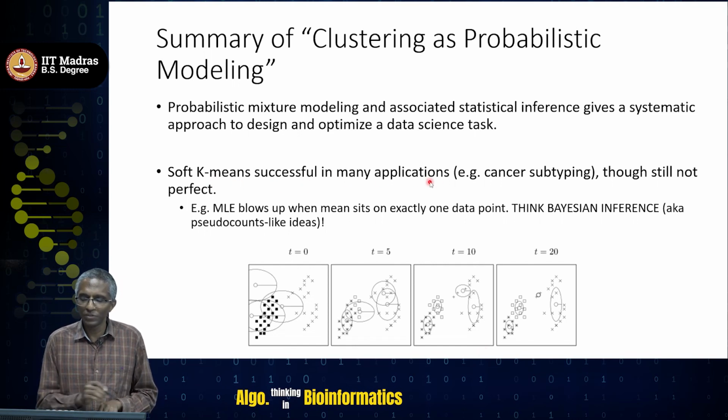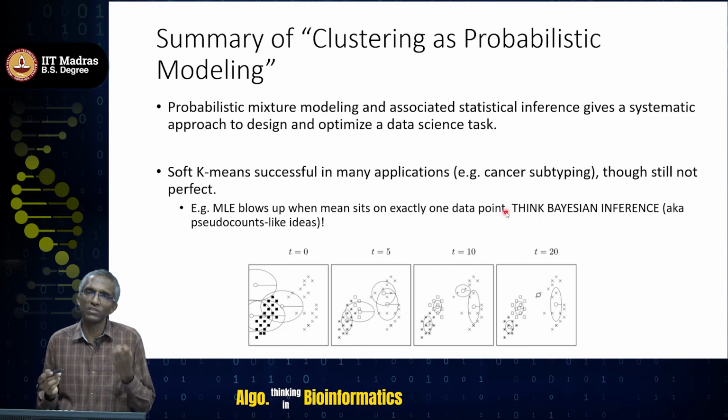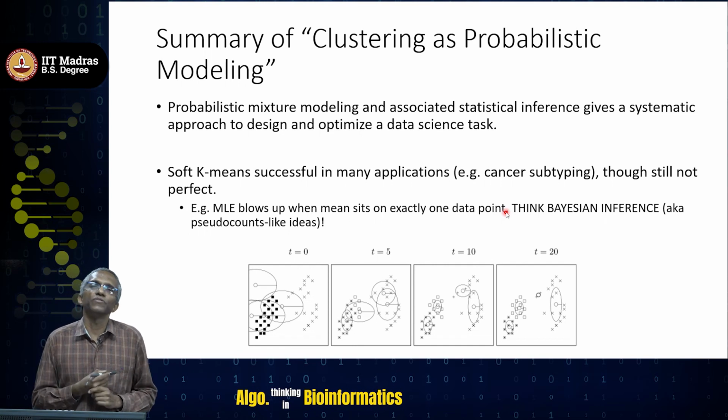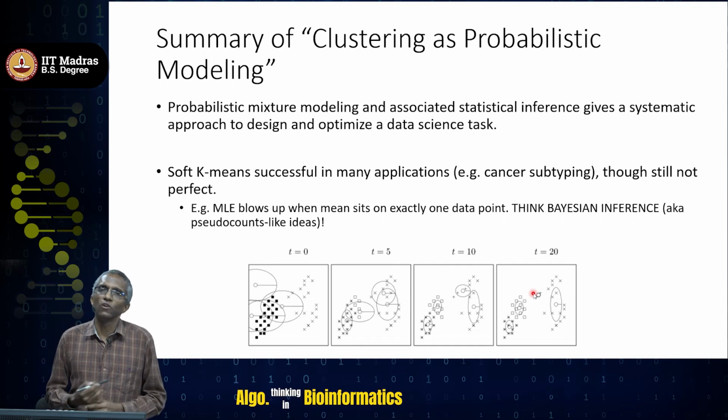Soft k-means is successful in many applications, for example cancer subtyping, though it's still not perfect, and there are many other clustering algorithms possible. We took this as an example of how probabilistic thinking can help us. Pushing this along, the maximum likelihood estimation blows up when the mean sits on exactly one data point. Then what is the variance? Well, the variance will go down to 0. In those cases, there is the concept of Bayesian inference that will help. I want to summarize by saying that clustering, a very popular data science task, can benefit from a probabilistic lens so that we can design new variants. And this doesn't stop here with maximum likelihood estimation. There are other ways using Bayesian inference to make this whole process more robust.